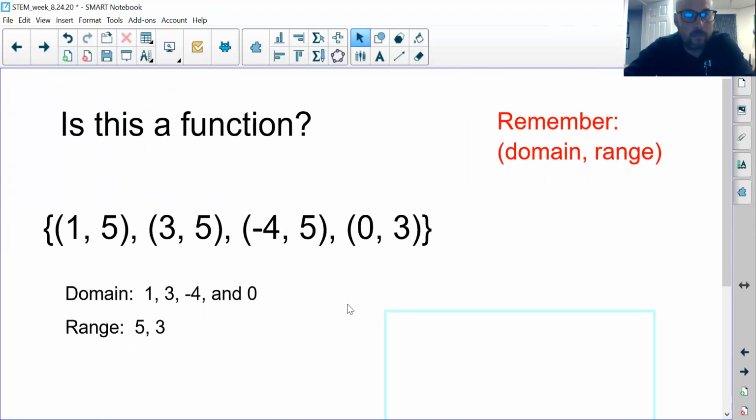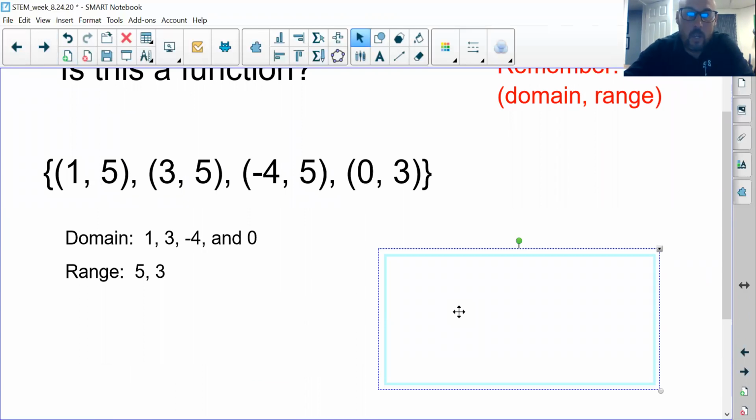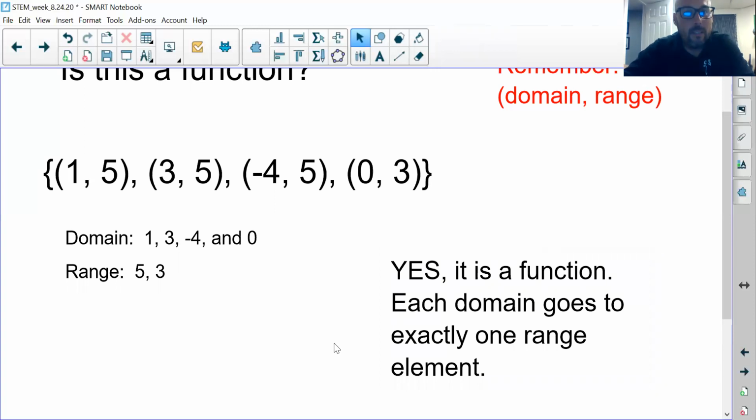Is this a function? You have 4 little ordered pairs. The domain is the input, so you've got 1 as a domain, 3 is the domain element, negative 4 and 0. And then you've only got 2 range elements, 5 and 3. Is this a function, yes or no? Well, if you said no, I'm sorry to say you're wrong. It is a function. It absolutely is a function.